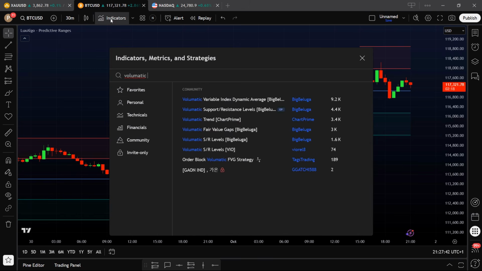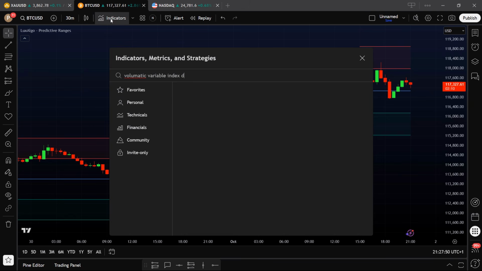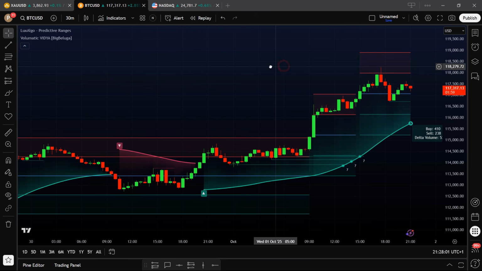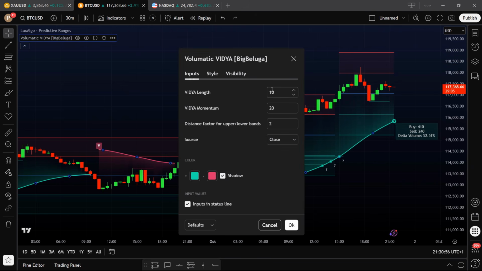We need one more free indicator. Go to Indicators again. Search for VIDYA. Add the one from the creator Big Beluga. Now, go to the VIDYA settings. Change the first period to 50, the second to 20, and the distance to 2. This indicator confirms the trend's strength.